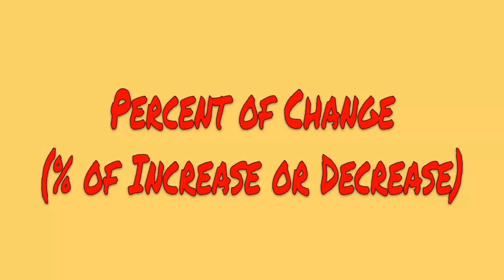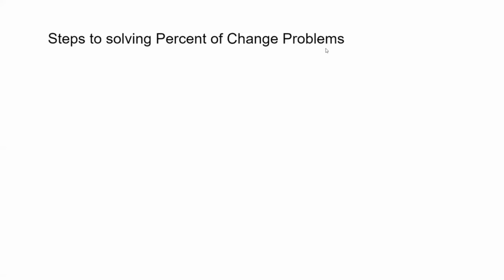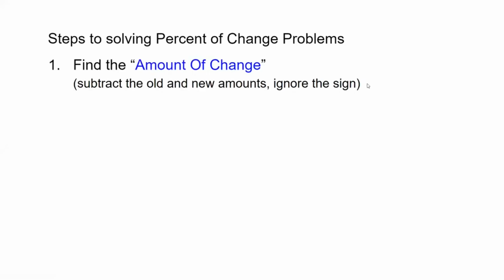In this video, we will review a particular kind of percent problem. It might be referred to as percent of change or percent of increase or decrease. So let's take a look at the steps that we want to use to solve a percent of change problem. The first step is to find the amount of change. You will find the amount that something changed by subtracting the old and the new amounts. You will ignore the sign. If you get a negative answer to that, you will just ignore it.